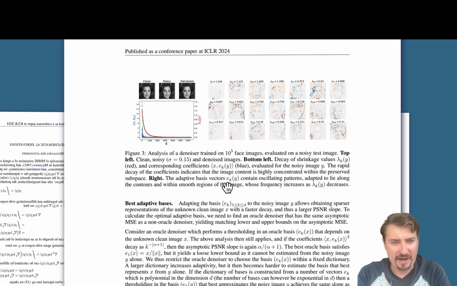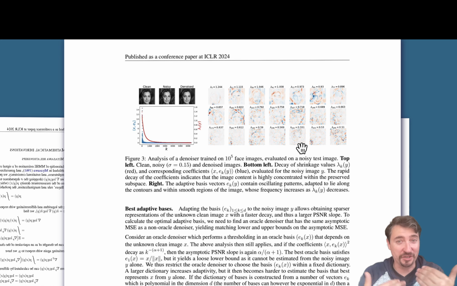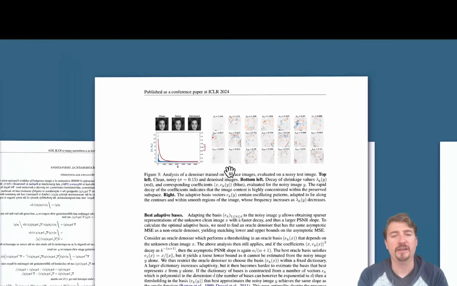So it says that you have these adaptive basis vectors from the eigendecomposition that contain oscillating patterns adapted to lie along the contours and within smooth regions of the image. Okay? So you decompose that denoiser function in terms of eigenvectors, you take a look at its oscillations, you analyze it, and then you relate that analysis back to the images, which is something that we already recognize, and you can pick up on what the eigenvectors are doing, or more to the point, what the denoiser is actually doing. And it's not doing something random. It's not memorizing. It's picking up on specific geometric aspects of the original images, i.e. it is learning. It must be learning something. Okay, hope that makes sense.